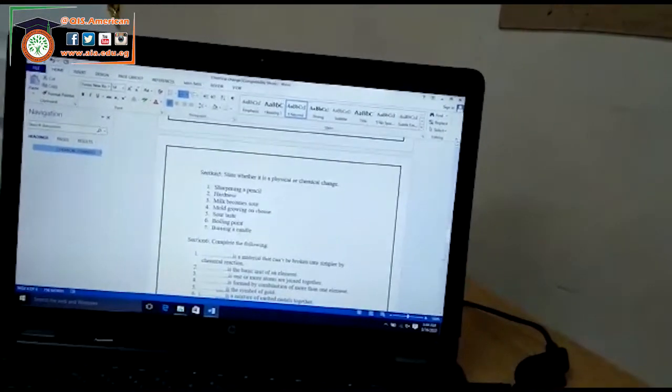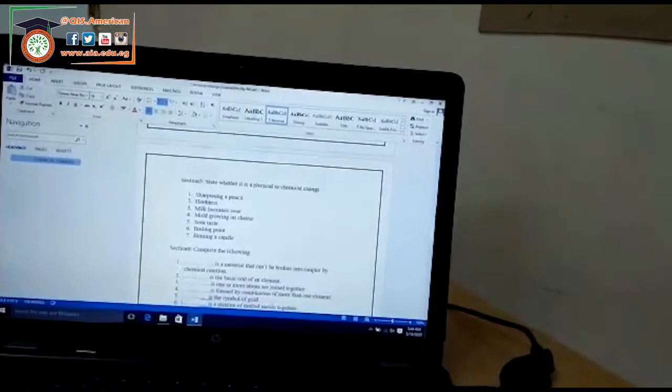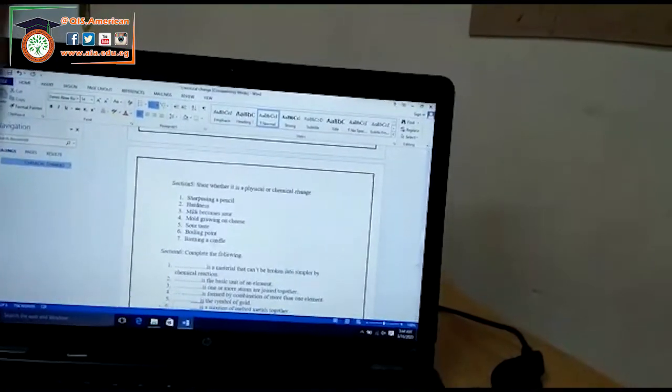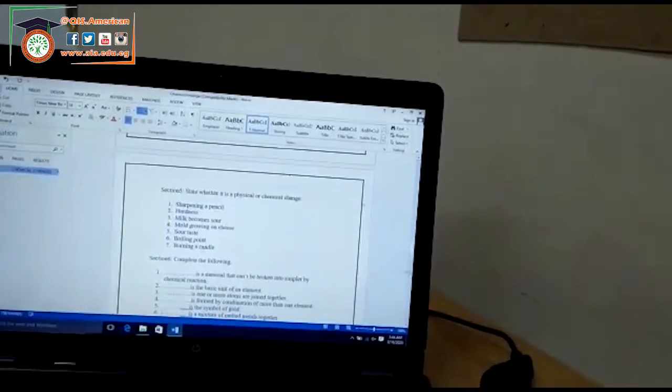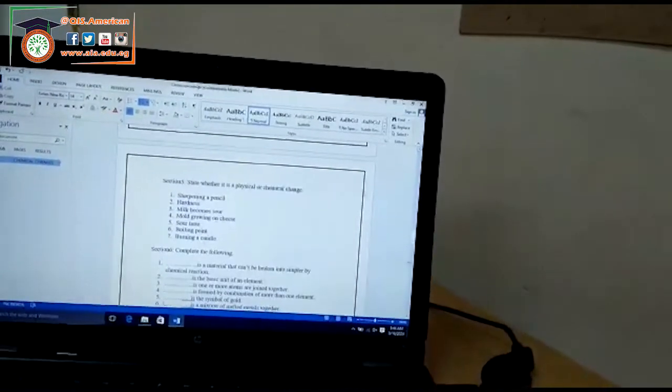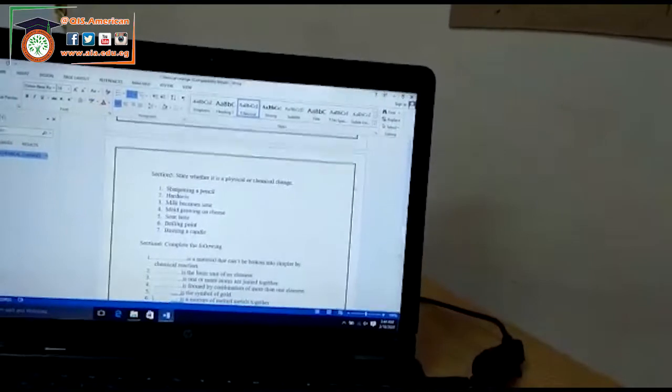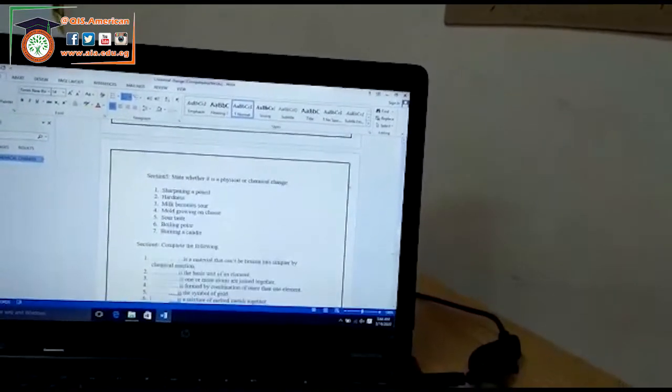Number 6, what do we say about the boiling point? The boiling point, the freezing point, density, mass, weight, and volume, all of these are physical properties. Super. Number 7, burning a candle.